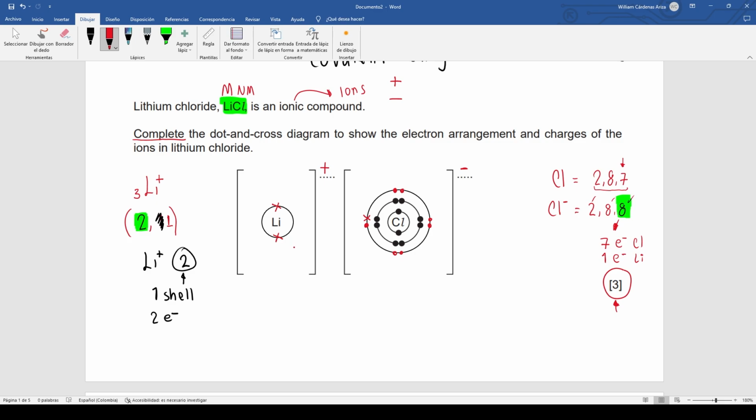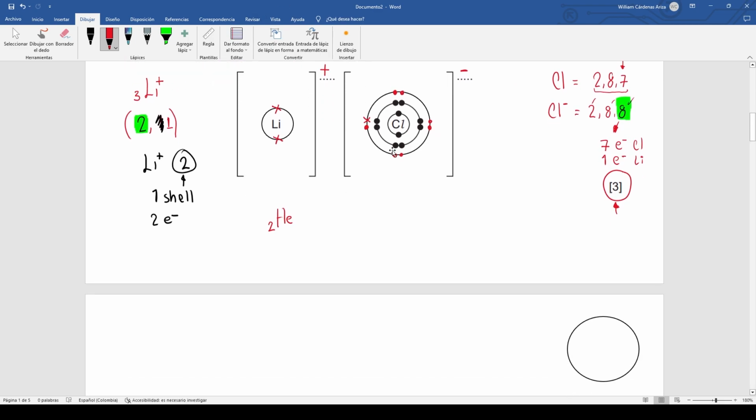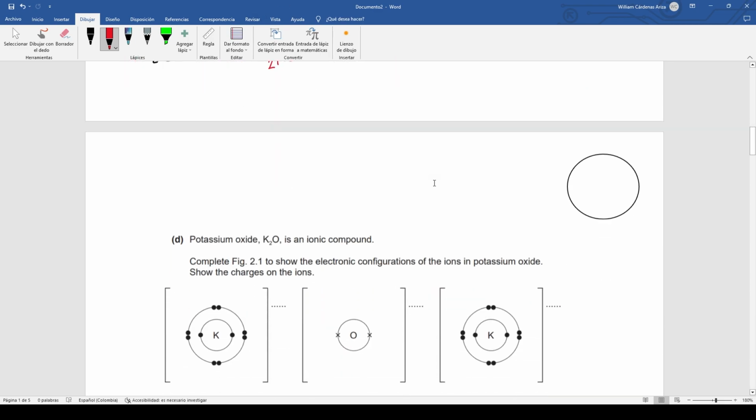Remember that atoms want to have the electron configuration of the nearest noble gas. In this case, the nearest noble gas is helium, which has 2 electrons. So the electron configuration of lithium to be stable is going to be 2. That's why. Okay. Now let's move on a little bit.